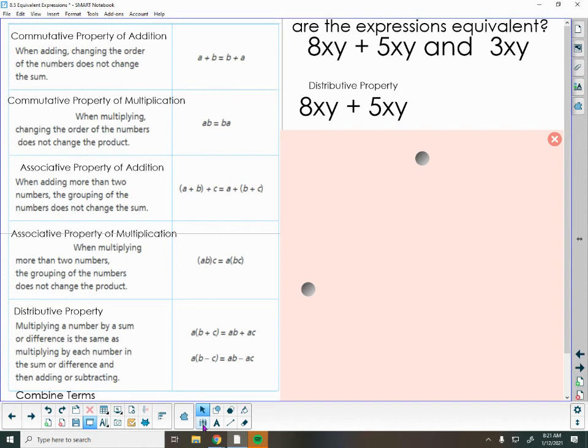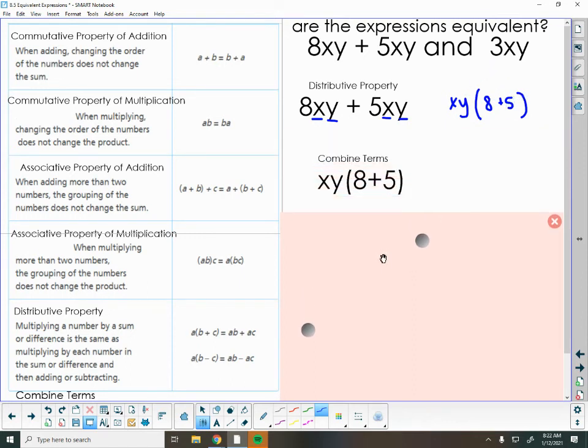So 8 and 5 don't have a number in common except for 1. That's not really going to help us change anything. So we can pull out, they both have an X and they both have a Y. So we're going to pull out the X and the Y. So what am I left with here? 8 plus 5 here. So we have XY groups of 8 plus 5.